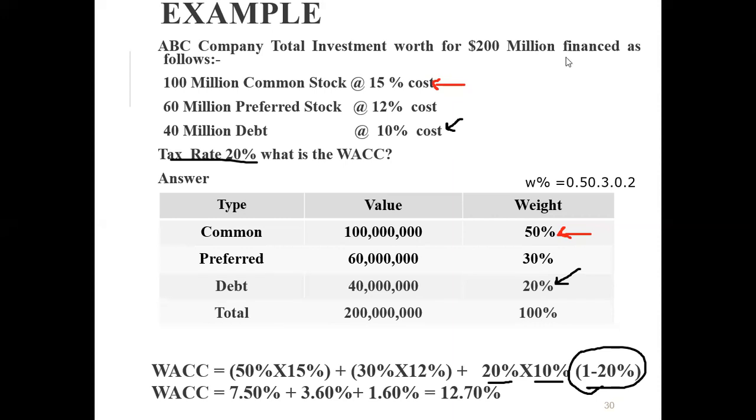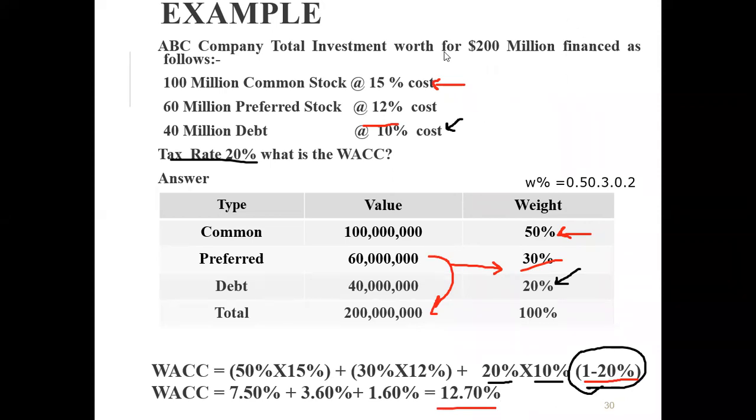And then we go for the preferred stock. What is the preferred stock? It is 12%. And here the preferred stock weight is 30% because it is 60 divided by 200. It will give me the 30%, which is the weight here. So finally, I find the WACC, which is 50 times 15, 30% times the 12, 20% times 10% times 1 minus the 20%. So it is giving us the WACC, and the WACC will be 12.70.